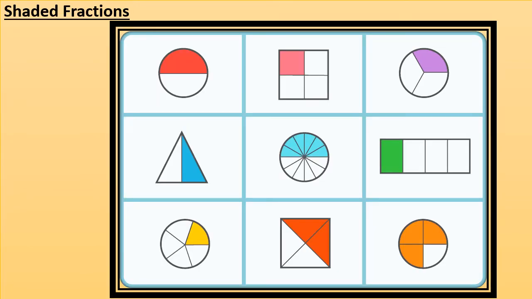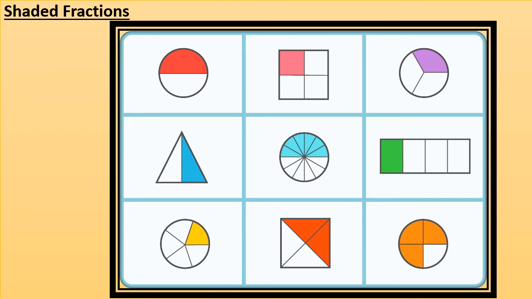Now what are shaded fractions? Let's understand this with the given picture. Now see the first circle. It is divided into two equal parts and one part is shaded red. So the shaded area is 1 by 2. Now see the square. Out of 4 equal parts, one part is shaded. So shaded area here is 1 by 4.